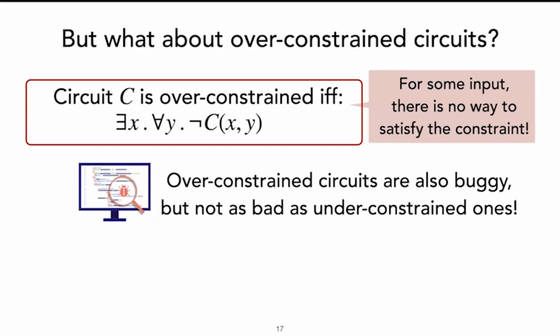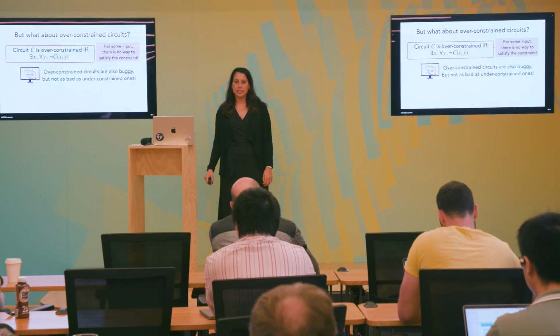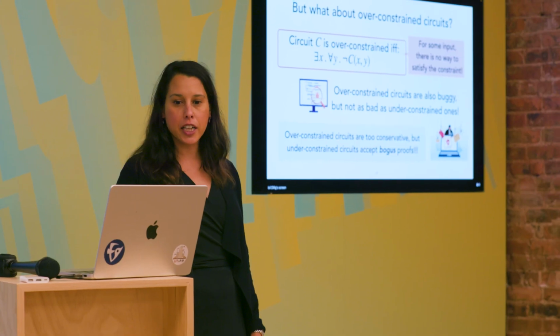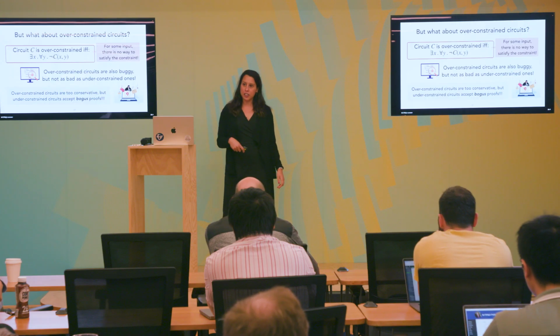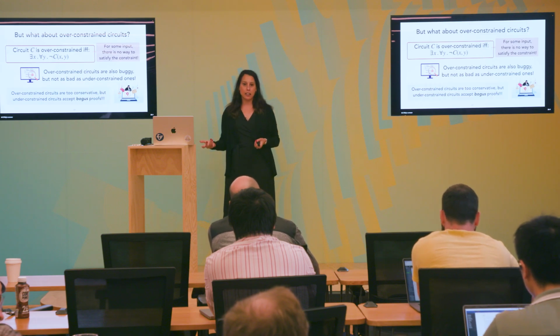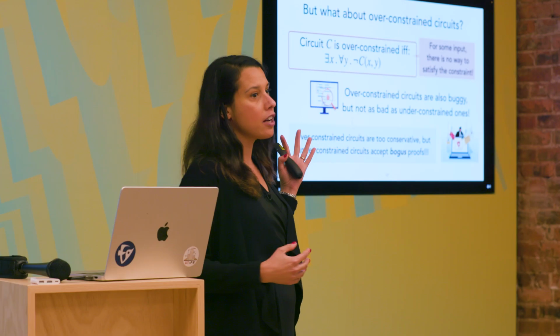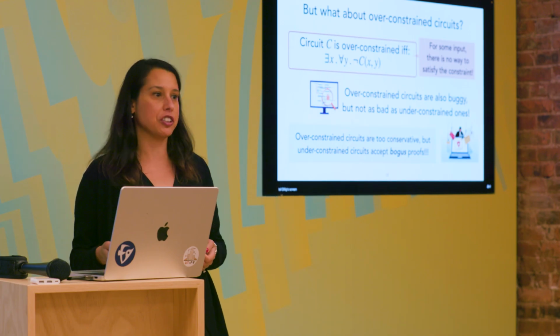Now, are over-constrained circuits buggy? Yes, generally speaking, over-constrained circuits are also buggy, but they're typically not as bad as under-constrained ones. If a circuit is over-constrained, in some sense it's too conservative. If you give it a valid proof, it might reject the valid proof. But if the circuit is under-constrained, then that's a soundness rather than completeness issue, meaning that it may end up accepting proofs that it should not be accepting. So generally speaking, under-constrained circuits are a lot more problematic than over-constrained circuits.